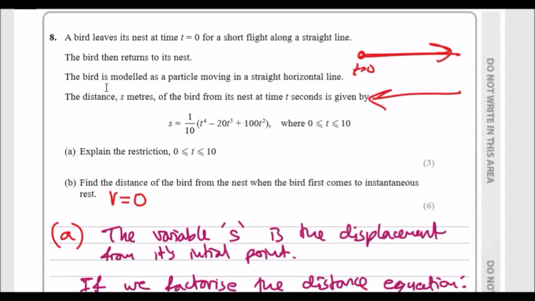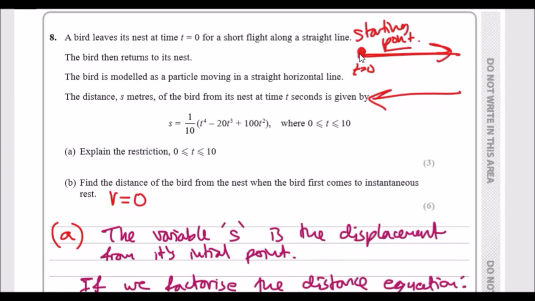Now the bird is modeled as a particle moving along a straight line. The distance s meters of the bird from its nest at time t seconds is given by this. So what this is telling us is the general displacement, because remember s is displacement, or distance, from its starting point. So depending on the time, it moves to a certain point and then it will return to its starting displacement.